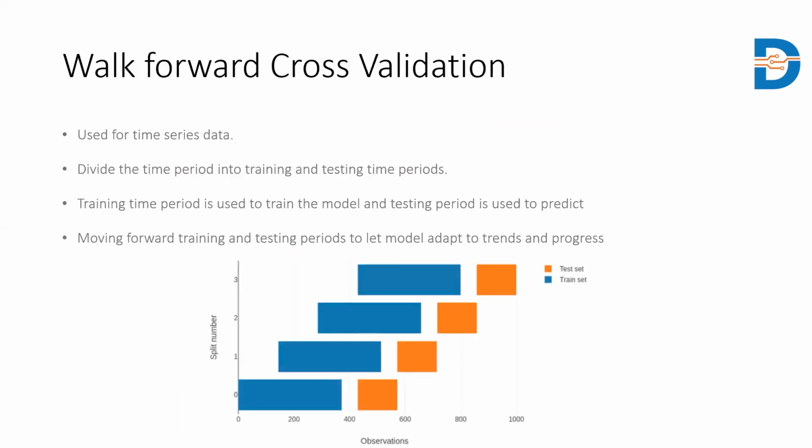Walk-forward cross-validation. This is used for time series data. The whole time period is divided into a training period and a testing period. The training period is used to train the model, and the testing period is used to predict the target. This is the period the model is tested on. As we proceed through iterations, we move forward the training and testing periods to let the model adapt to the trends and progress in predicting the target.